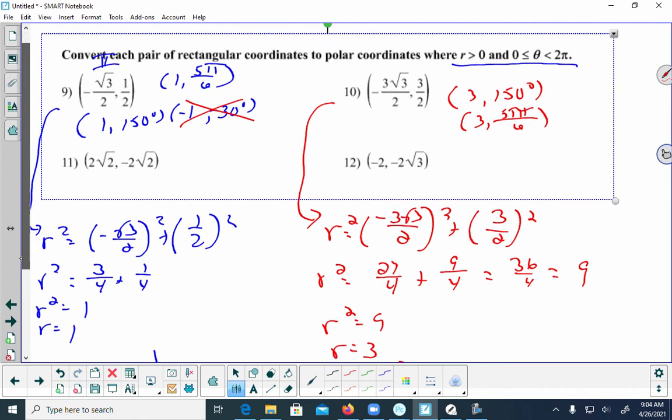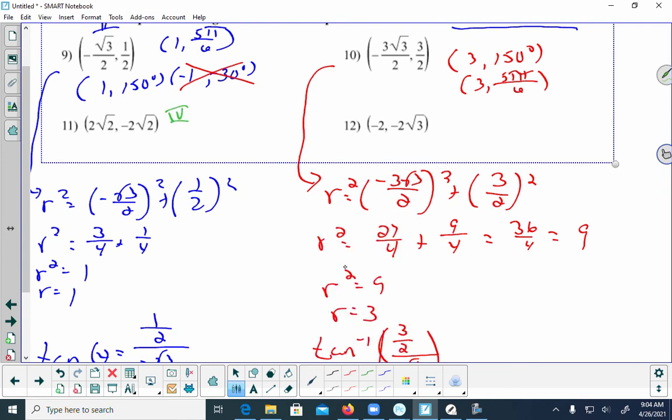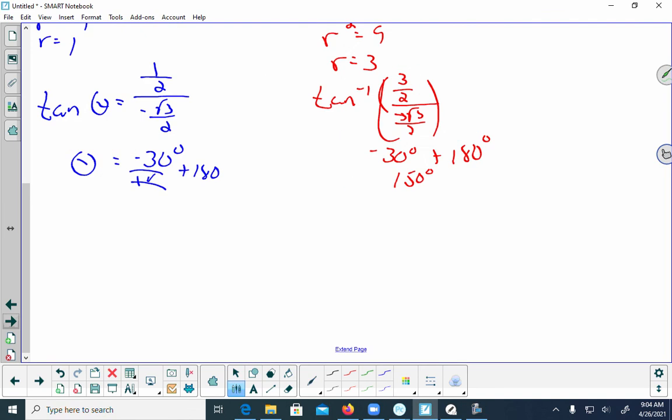Okay, number 11. Let's just start this way. Number 11 is in the fourth quadrant. Just checking. So now I'm going to do r squared is equal to 2 times the square root of 2, squared, plus negative 2 times the square root of 2, squared. So r squared is equal to 8 plus 8. So r squared is equal to 16. So r is equal to 4.